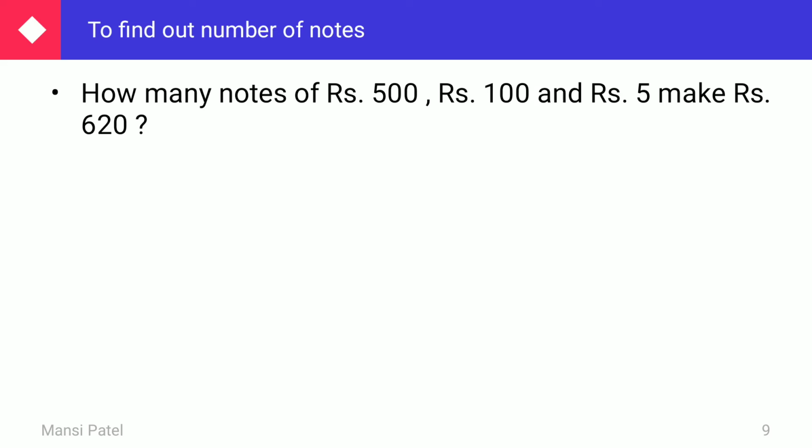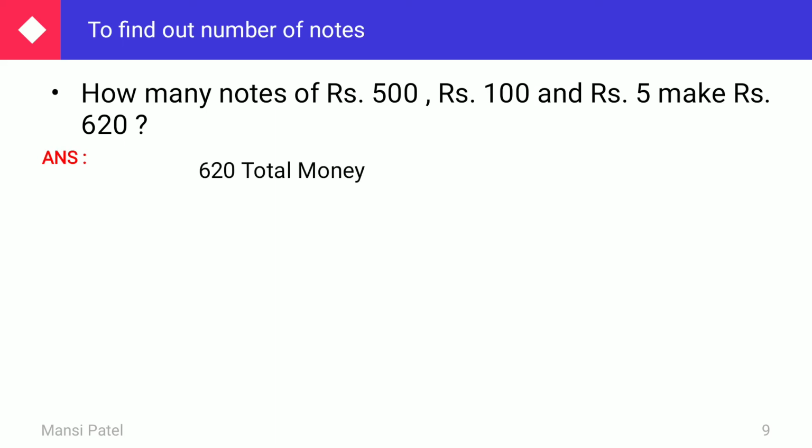To make this money you have to compulsorily use the different notes that were given. You have to use the notes of rupees 500, the notes of rupees 100, and then the notes of rupees 5. So this sum we are not supposed to solve like the previous question. So how can we solve this?